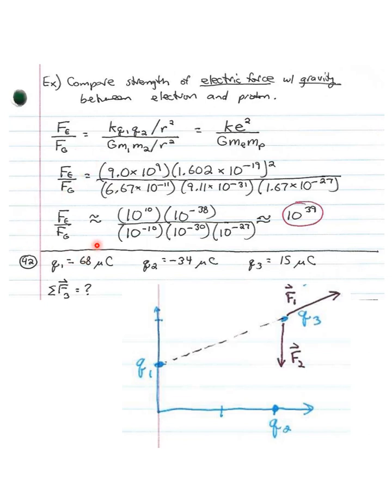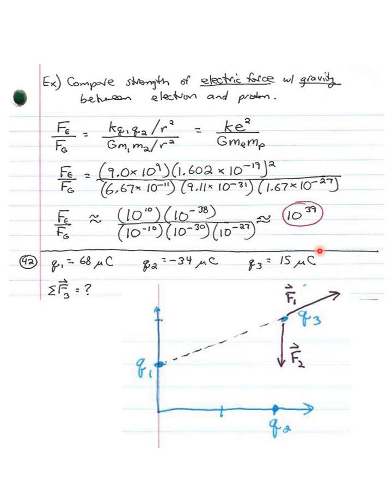And here I've done orders of magnitude. So my 9 times 10 to the 9th, I've just rounded that to 10 to the 10th. My elementary charge squared, 10 to the negative 19, I've just called that 10 to the negative 38, again, just order of magnitude. And you can see here I've done an order of magnitude estimate, so I get about 10 to the 39th.